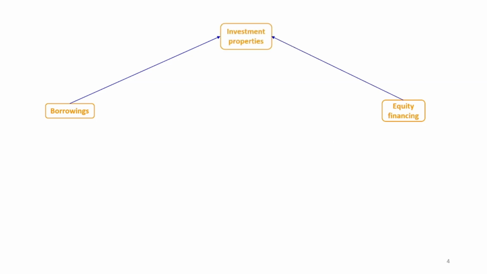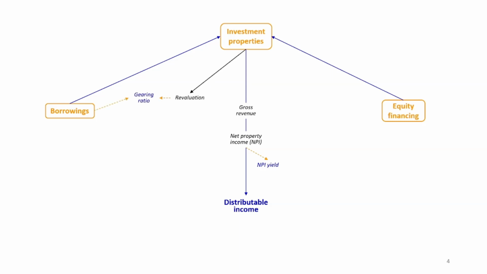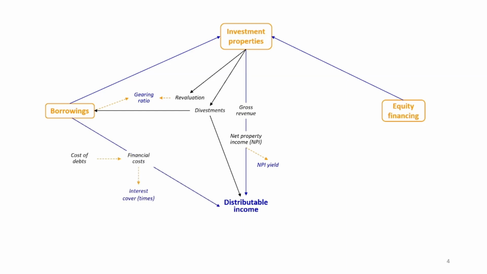Here, I will explain the various components of REITs and how they relate to each other. Investment properties are financed by borrowings and equity financing. The quality of assets will determine the gross revenue, net property income, and the long-term growth. The assets are also affected by revaluation, which will impact the gearing ratio and how much they can borrow. The REITs can also sell their assets. This can reduce their borrowings and be distributed to unit holders. How much they can borrow and the cost of that determines the financial cost. Borrowings affect the gearing, and financial cost affects the interest cover.